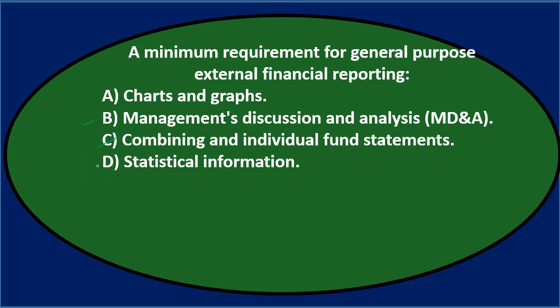And then D says statistical information. And that's going to be kind of added information. It doesn't sound like the minimum kind of requirement. So I don't think that's it. And between A and B, if we're talking about a minimum requirement for general purpose external financial reporting, I think B is going to be our final answer. Management's discussion and analysis, MD&A. So final answer, a minimum requirement for general purpose external financial reporting: B, management's discussion and analysis, the MD&A.